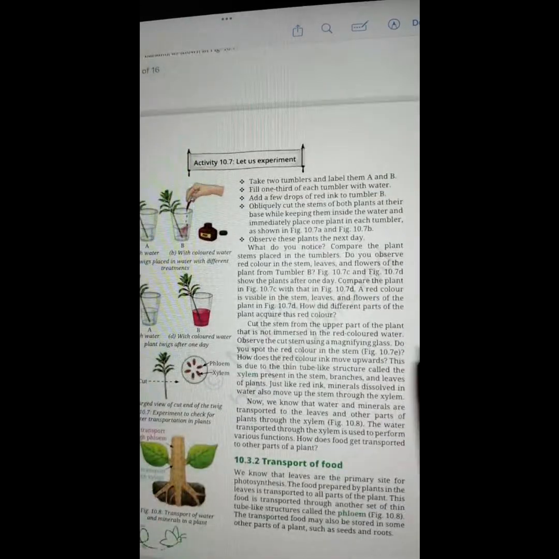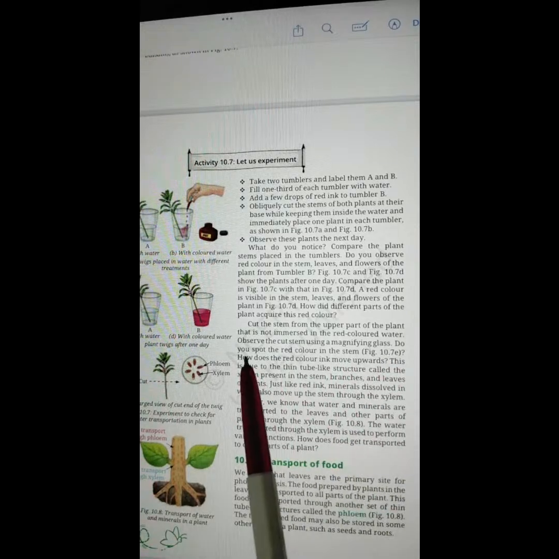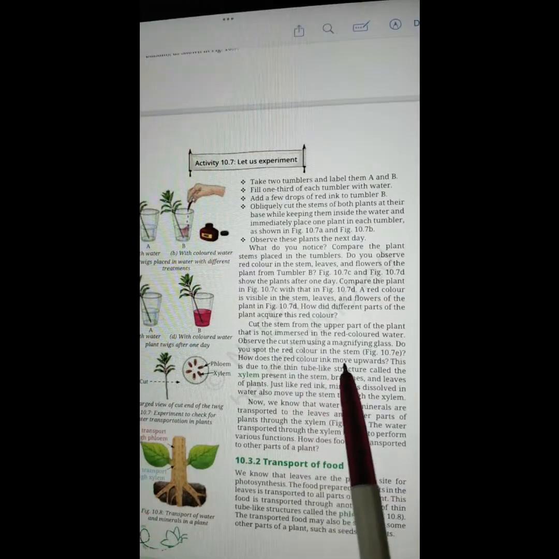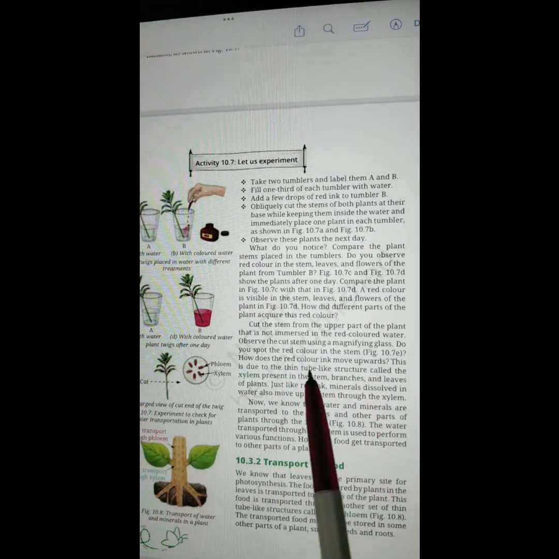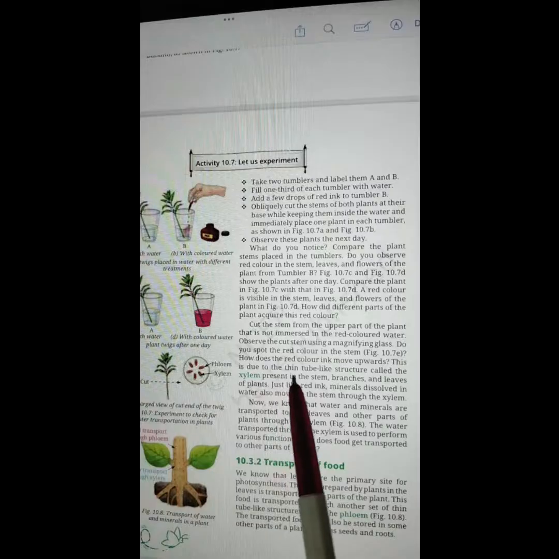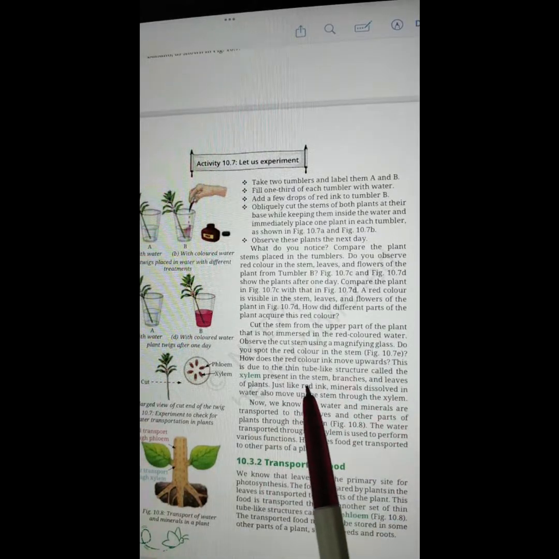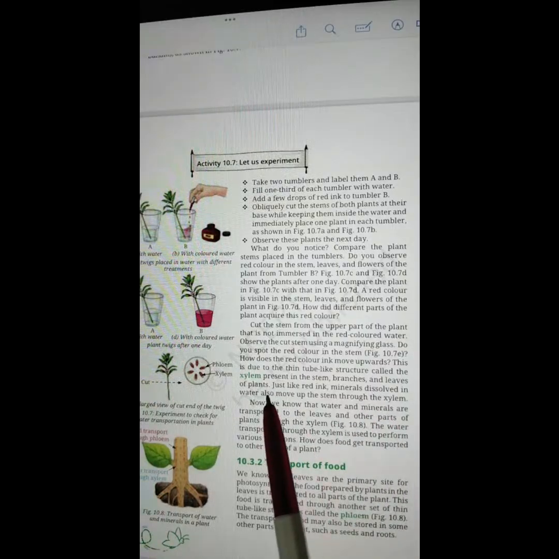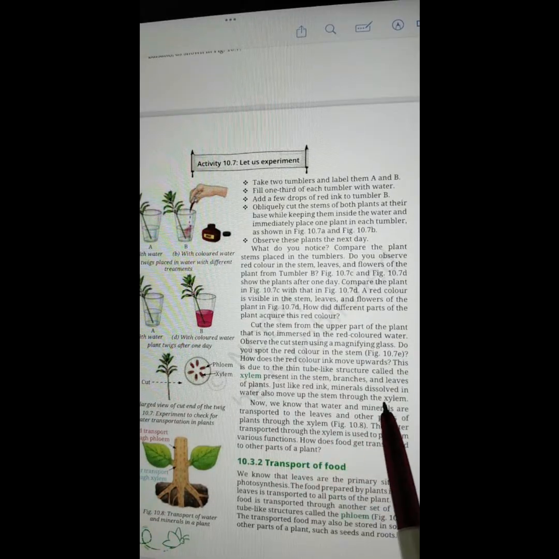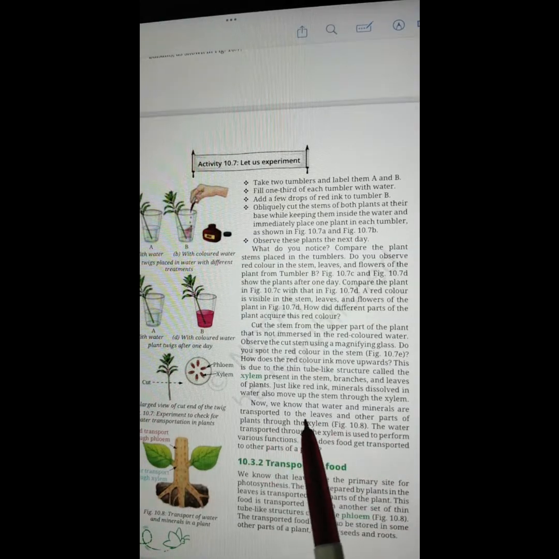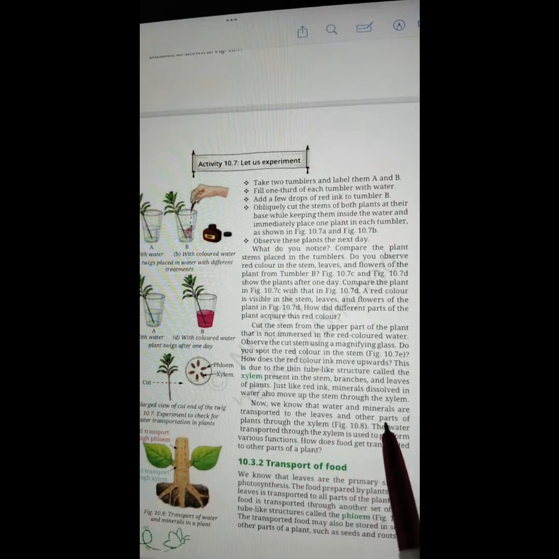Cut the stem from the upper part of the plant that is not immersed in the red colored water. Observe the cut stem using a magnifying glass. Do you spot the red color in the stem? How does the red color ink move upwards? This is due to the thin tube-like structure called the xylem present in the stem, branches, and leaves of the plants. Just like red ink, minerals dissolved in water also move up the stem through the xylem.